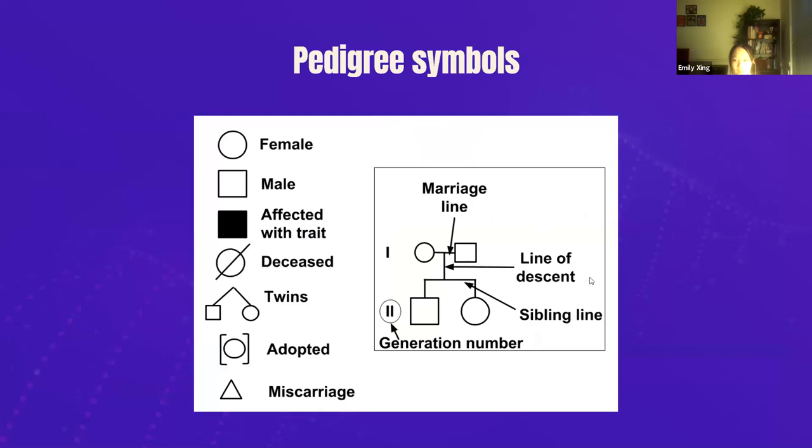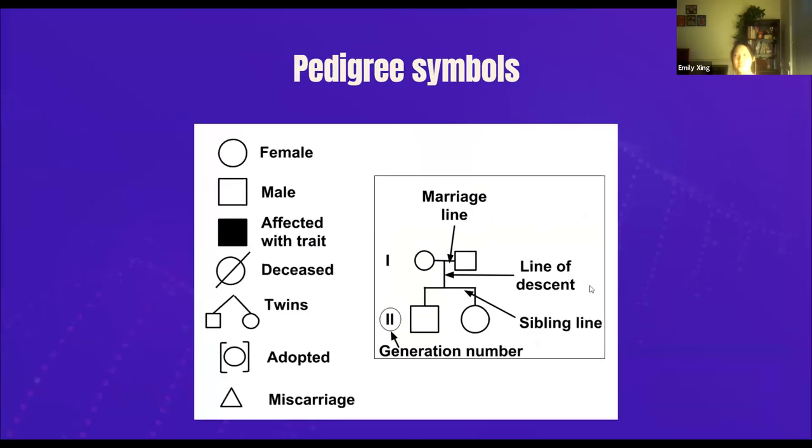So, common symbols used in a pedigree. As you guys saw in the Kahoot, a circle indicates female, a square indicates male, and if it's colored in, then that means the individual is affected with the trait that we're looking at. If there's a line through the shape, then that means this person is deceased. And then the tree branch triangle symbols mean twins, adopted, and miscarriage.